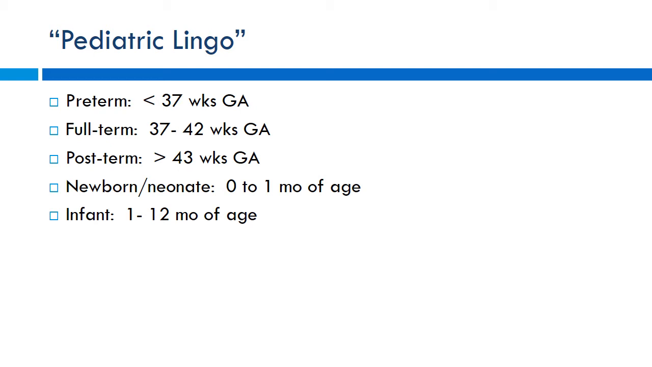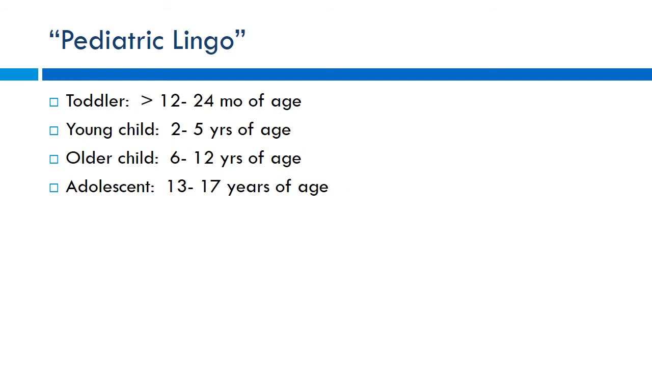You'll probably hear me talk about these interchangeably, and I may refer to an infant being in that first month of life or so, but technically a newborn or a neonate is going to be strictly that first 28 days versus an infant just being the rest of that first year. Toddler would be any kid that is 12 to 24 months of age, young child being 2 to 5 years, older children being 6 to 12 years of age, and then finally adolescents 13 to 17.